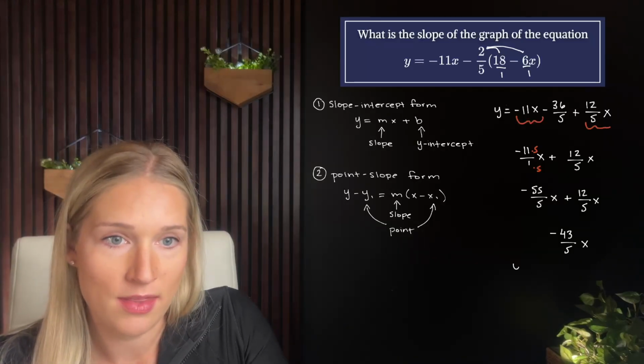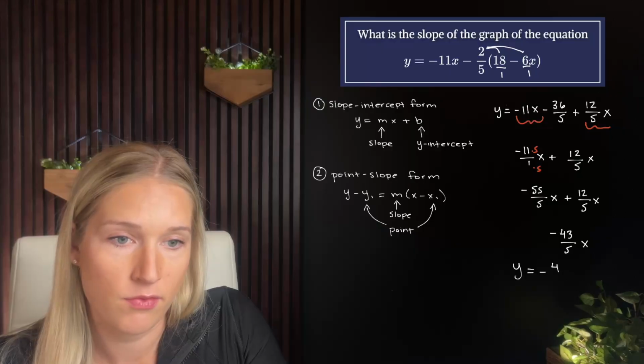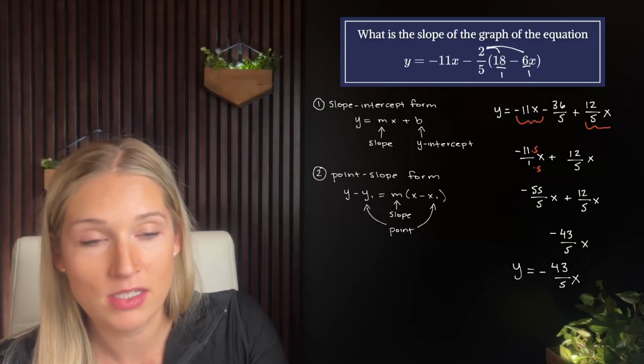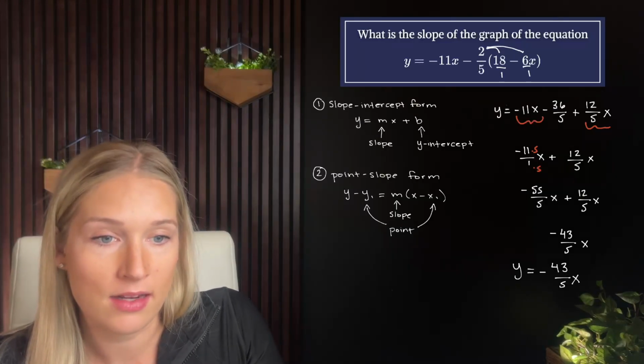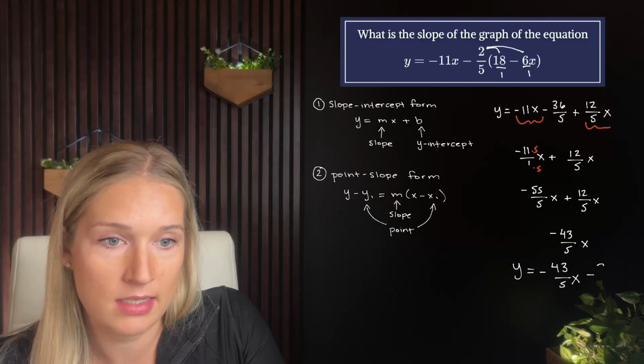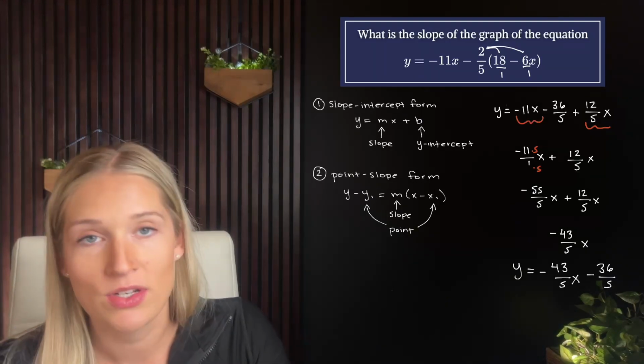So my equation then is negative 43 over 5x, and my constant term is that piece back up here that I haven't touched yet, that negative 36 over 5. So minus 36 over 5. That is my equation in slope-intercept form.